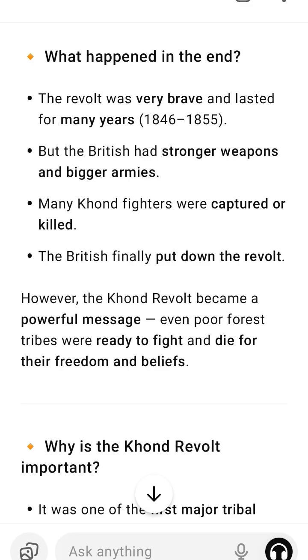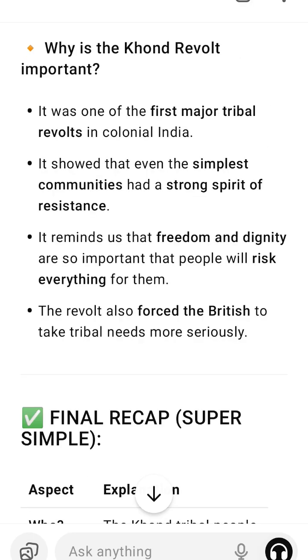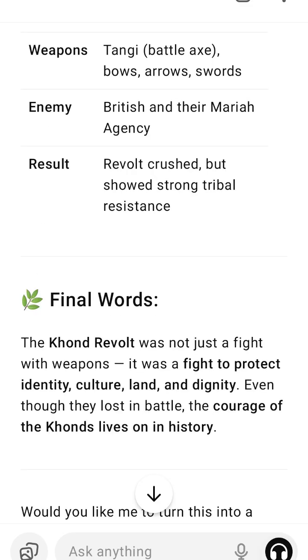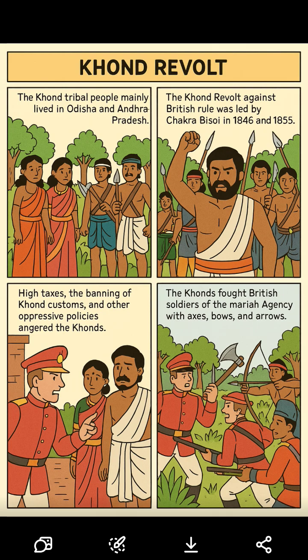4. New rules and restrictions. The British government made many new laws. The Kands were not consulted, and they didn't understand these laws. Forest access was restricted. Their free tribal way of life was taken away. Why it hurt? The Kands were being told how to live by people they didn't trust, and who didn't care about their needs. They felt like prisoners in their own land.